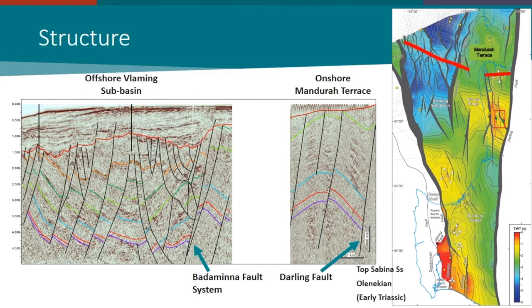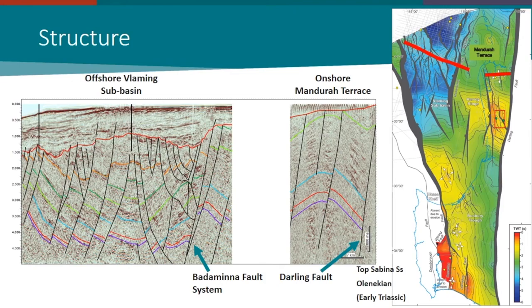Here is a composite west to east seismic section through the offshore Vlaming subbasin and the onshore Mandra Terrace. Interpretation of the lower Jurassic and older strata offshore is extremely tentative, as there are no well intersections of this interval and few connecting seismic lines between the onshore and offshore areas. What is apparent here is that the offshore Vlaming subbasin has seen much more intense brittle deformation and subsidence, and complex hanging wall geometries within the Ballymena fault system.